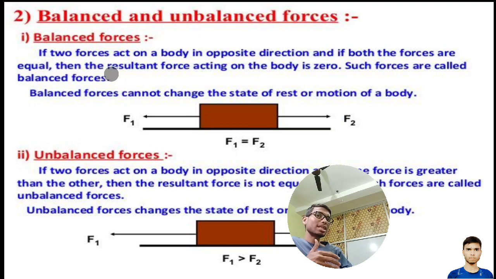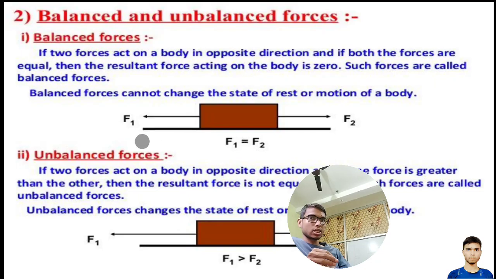If two forces act on a body in opposite directions, and if both the forces are equal, then the resultant force acting on the body is zero. Such forces are called balanced forces. Balanced forces cannot change the state of rest or motion of a body. It will be as it is. So here, this side and this side both will be equal.